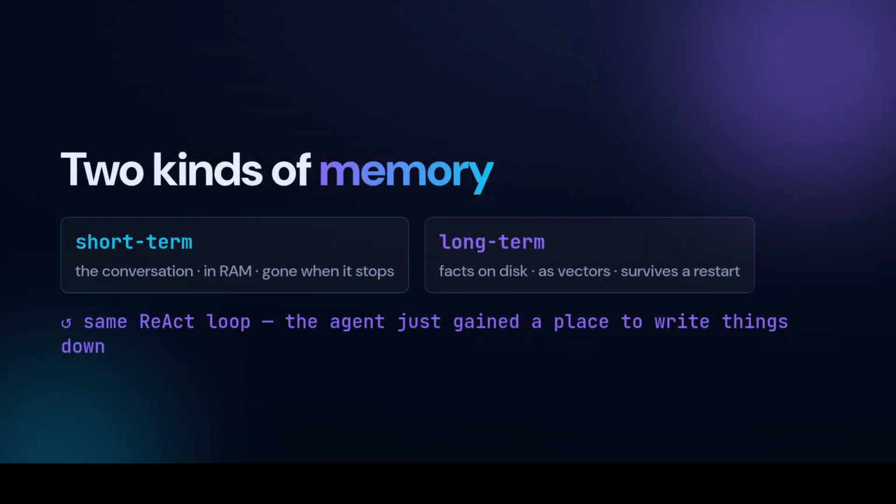So there are 2 kinds of memory here, and the difference really matters. Short-term memory is just the conversation, the list of messages we keep appending to as you talk. It's what lets the agent answer, "What did I just say?" But it lives in RAM, so the moment you close the program, it's gone. Long-term memory is different. Those are facts we write to disk, so they survive a restart. And notice what does not change here. The loop. It's the same React loop from episode 4. The agent simply gains a place to write things down and a way to find them again later.